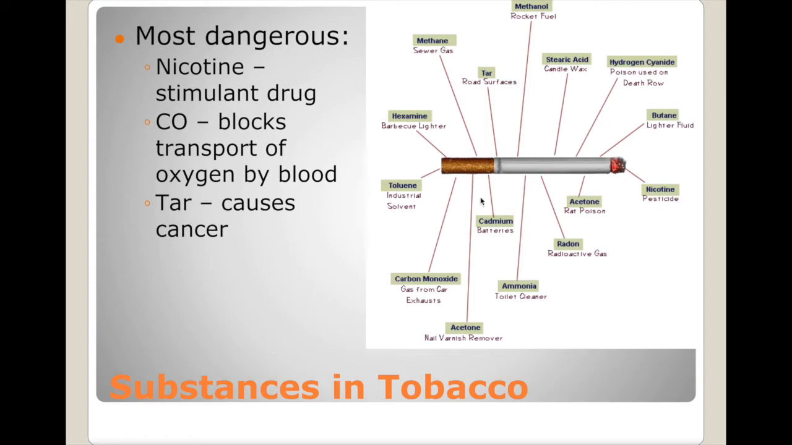Of course, if you're looking at the rest of all these gross things, ammonia is toilet bowl cleaner, radon is a radioactive gas, acetone is a rat poison. It's also nail polish remover. Things like hexamine, barbecue lighter, gas, carbon monoxide, gas from the car, sewer gas, methane, ugh, all that stuff, super gross. Don't put it into your bodies.